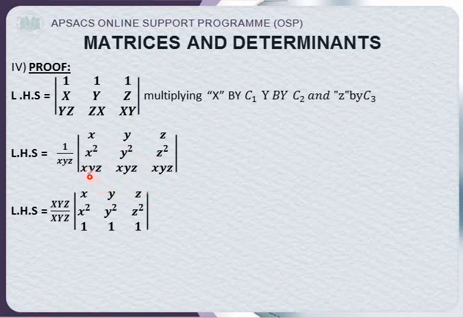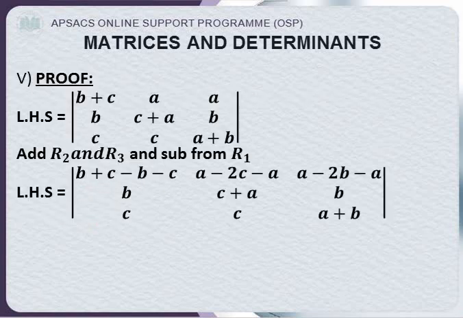Now what is common from row 3? We can take the common x, y, z from row 3, and whenever we take the common, it should be outside the determinant. So 1, 1, 1 is remaining.